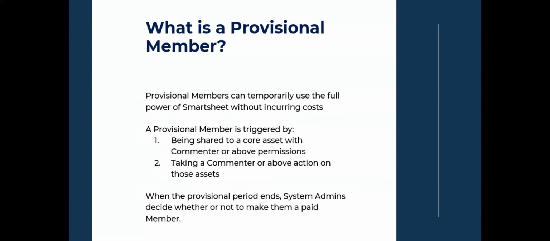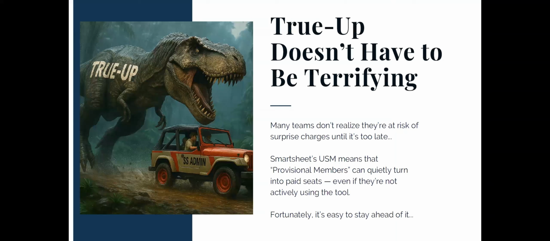When the provisional period ends, the system admins can decide whether or not to make them a paid member, right? So you have a choice on whether you're going to increase your license count. But if you take no action, for now, they will automatically switch over. So that gives you a little bit of scariness, if you will, because you might not realize that someone's going to become a licensed user until it's too late, right? So provisional members can turn into those paid seats if you're not paying attention. But fortunately, it's very easy to manage that process.